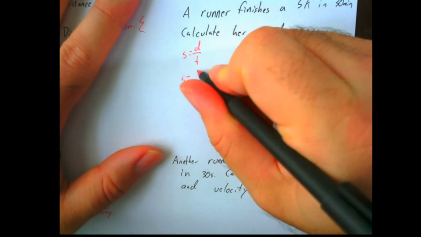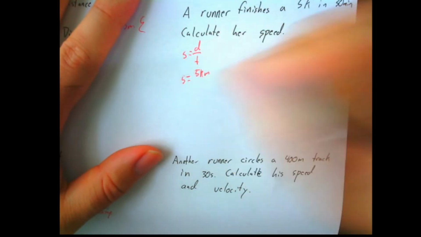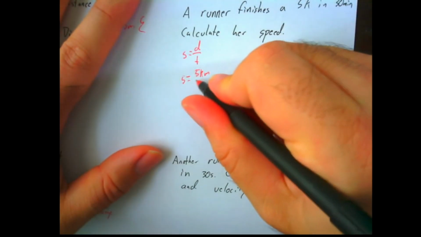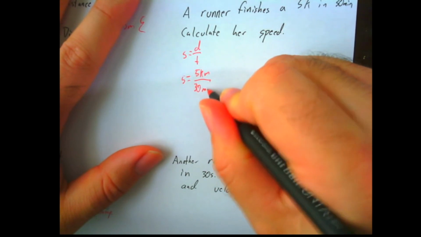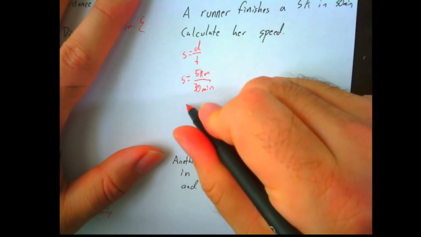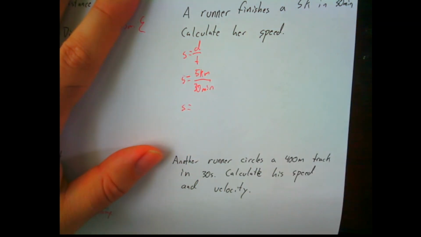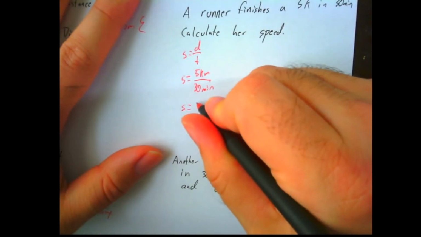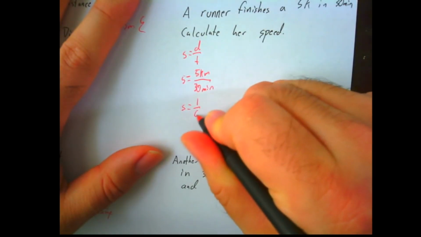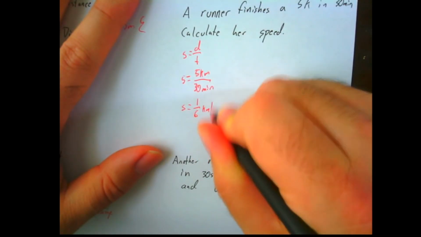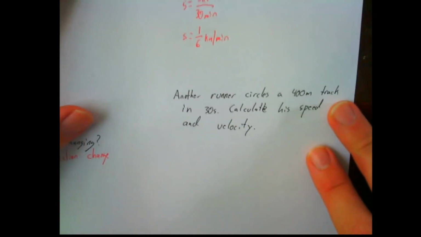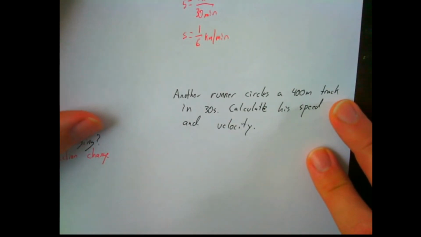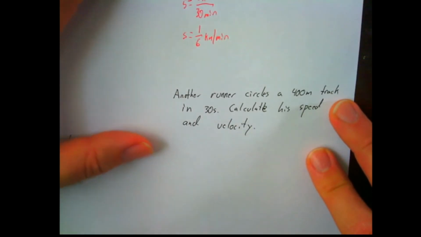The distance is 5 kilometers because that's the length of a 5K. That's why it's called a 5K. And the time is 30 minutes. So we can simplify by dividing by 5, and we get 1 over 6 kilometers per minute. But maybe that's a unit that you don't use all that often, kilometer per minute. So maybe let's turn it into meters per second.